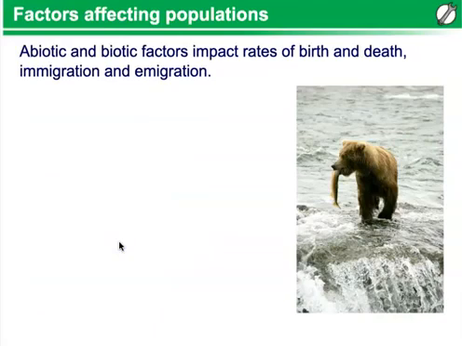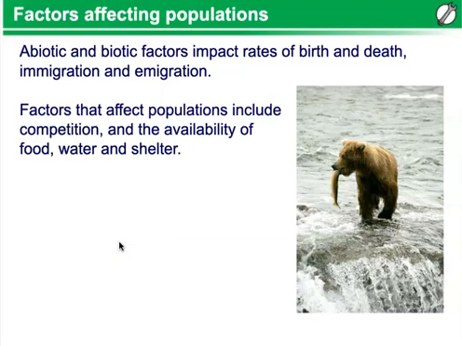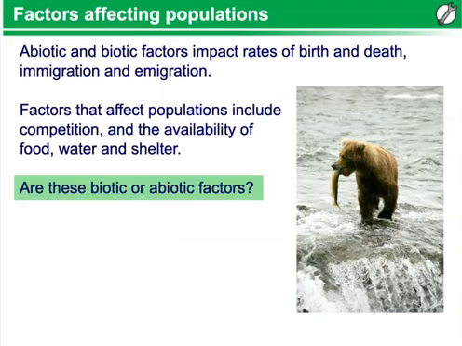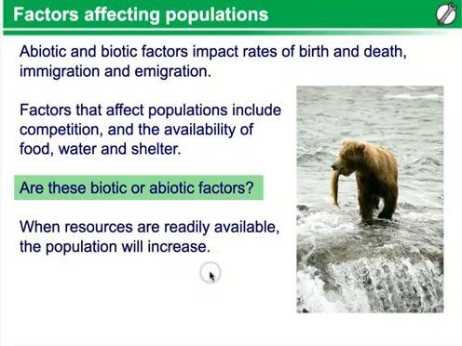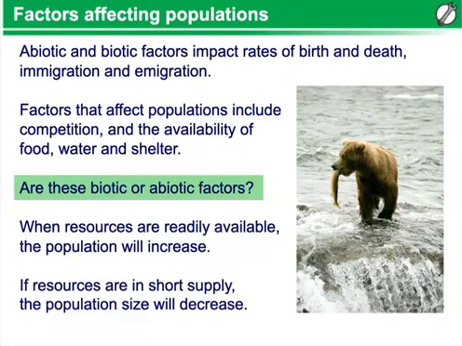Factors affecting population. Abiotic and biotic factors impact rates of birth and death, as well as immigration and emigration. Factors that affect populations include competition and the availability of food, water, and shelter. Are these biotic or abiotic factors? When resources are readily available, the population will increase. If resources are in short supply, the population size will decrease.